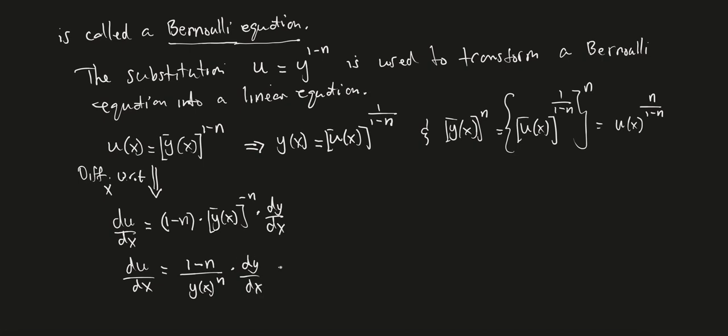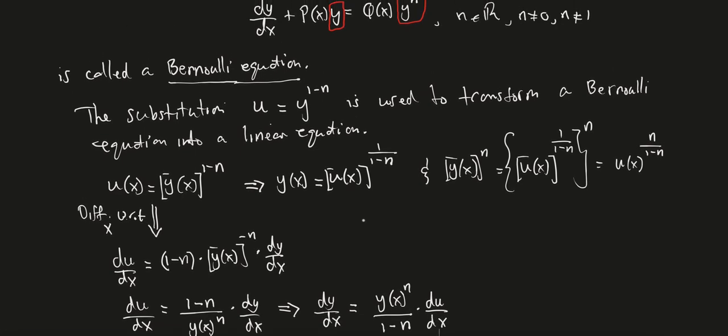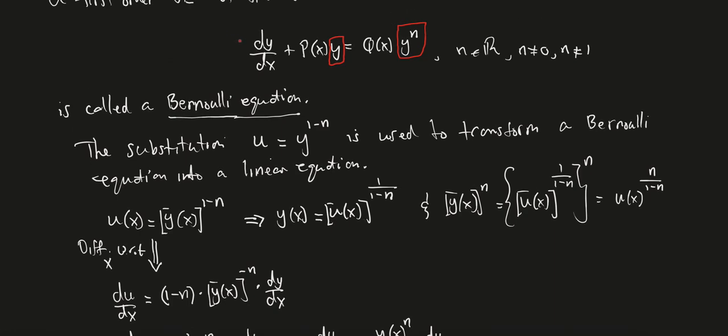And then if I want to isolate dy/dx, what I can do is multiply both sides by y(x)^n and divide both sides by 1 minus n. So this implies that dy/dx is equal to, let me write it like this, y(x)^n over 1 minus n times du/dx, right? So there you go. In fact, let me go ahead and do this now.